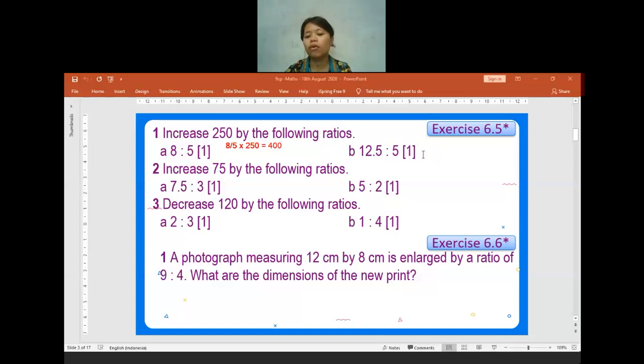No? Okay, now for question B, we have the ratio 12.5 to 5. So, how do we find it? Change the ratio into a fraction. 12.5 divided by 5 times 250. How much will it be? Teacher, this is inverse proportion. No, this is increasing or decreasing. 625. Yeah, 625. Please read the question properly.